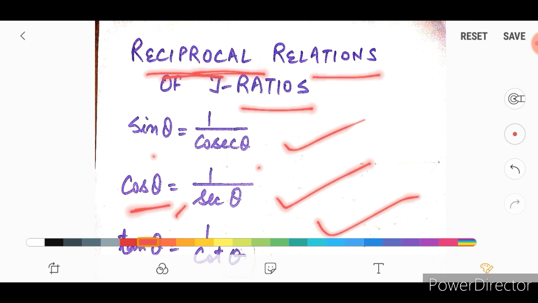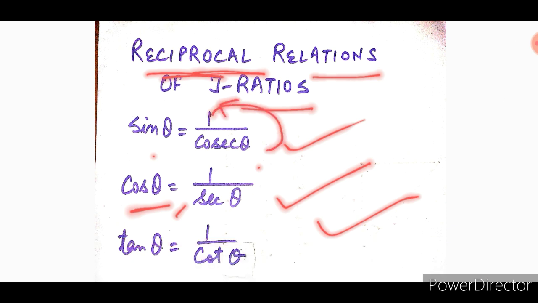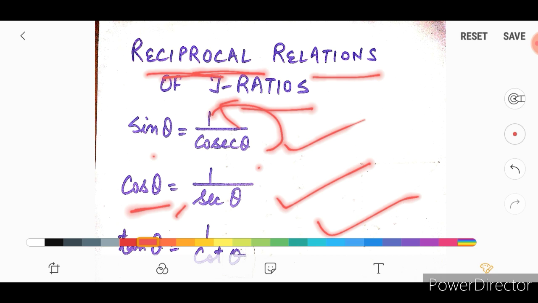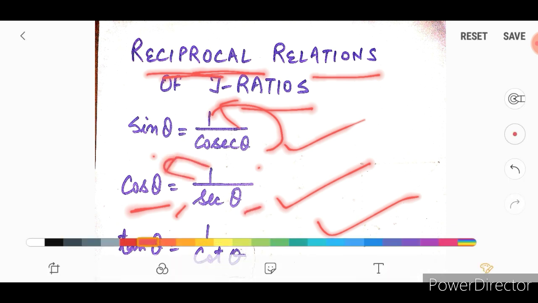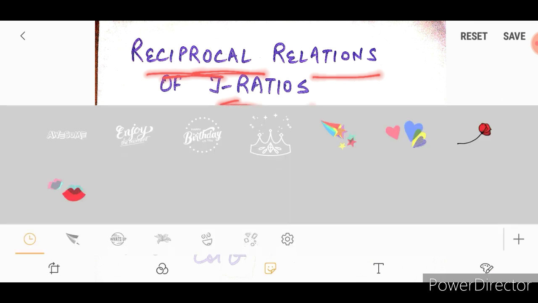Acha, if we have to see the reciprocal relation of cosecant theta, it will become what? Cosecant theta will be 1 by sin theta. Then secant will be 1 upon cos theta, and cotangent will be 1 upon tan theta. Okay.